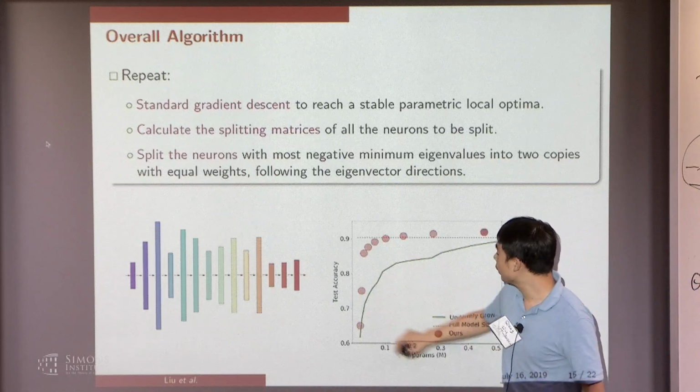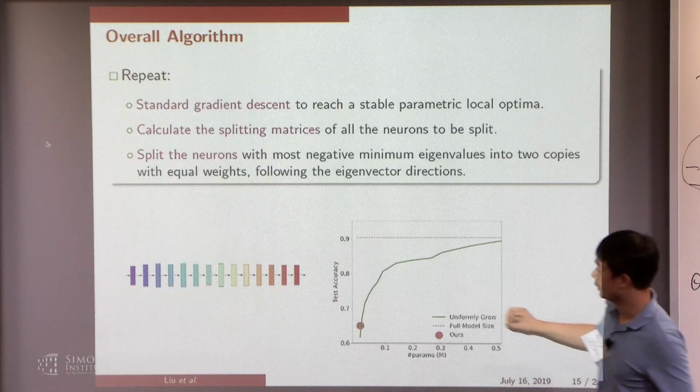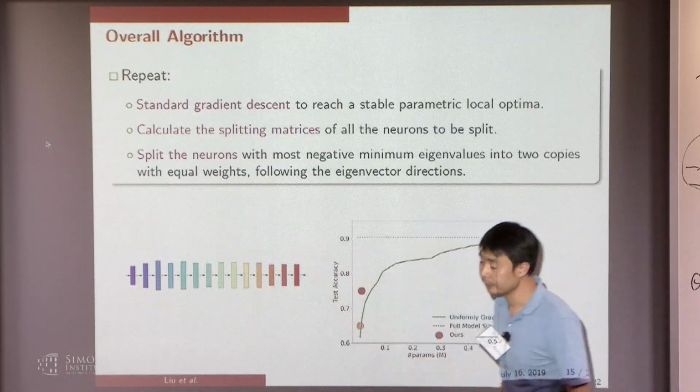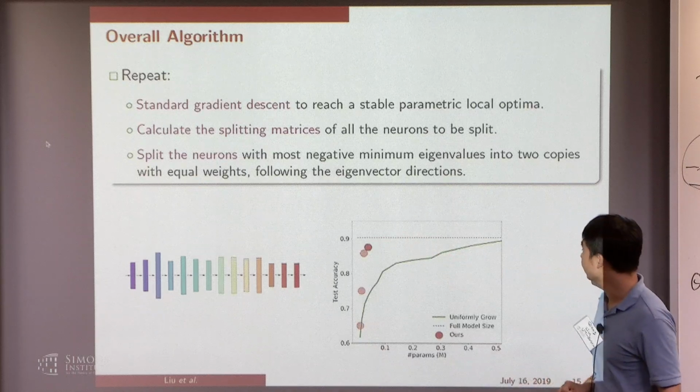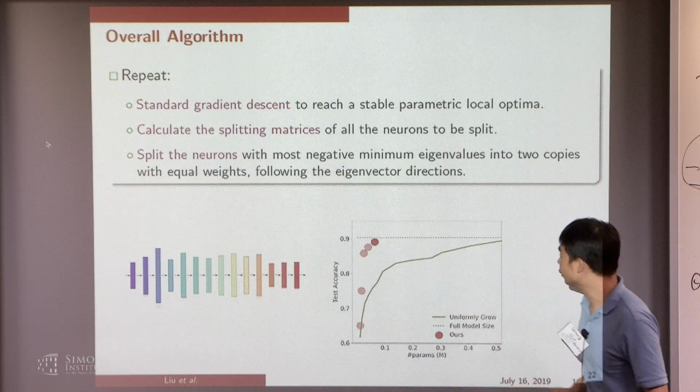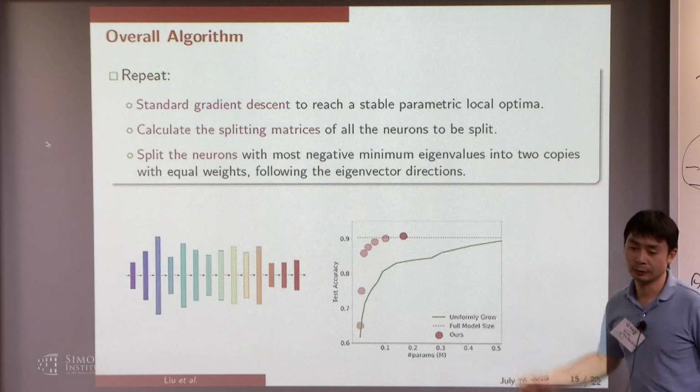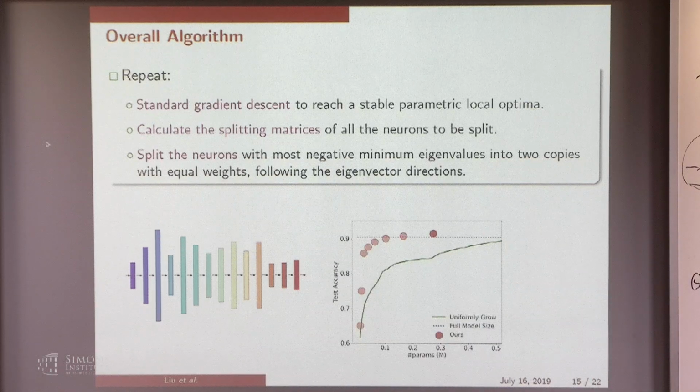This green curve is what you get if you increase the size uniformly, right? This dashed line is the full size case, and it's actually reached much earlier than the uniform case, with splitting.